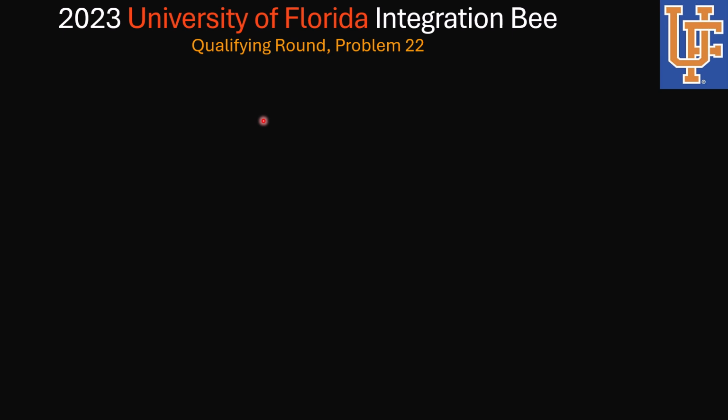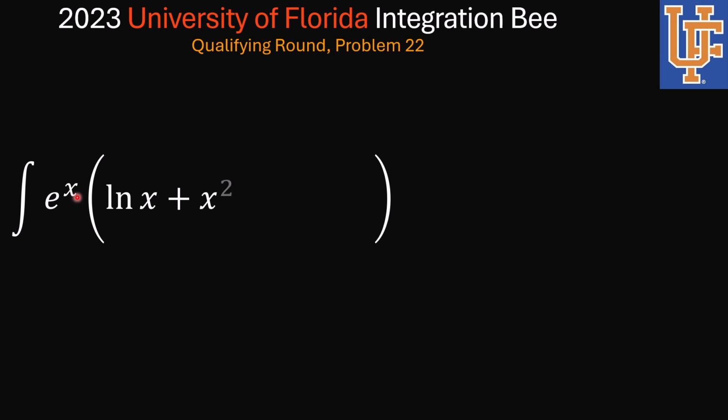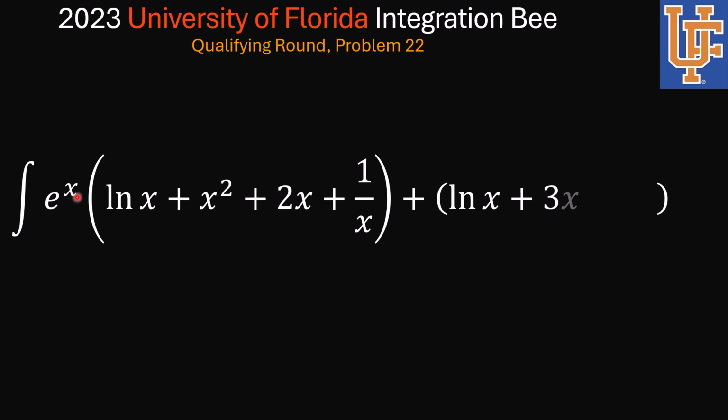Today we move forward to problem 22 of the 2023 Universal Florida Integration B qualifying exams. And that is the indefinite integral of e to the power x times (natural logarithm of x plus x squared plus 2x plus 1 over x) plus (natural logarithm of x plus 3x squared plus 1). So this is actually a very simple problem, but it looks intimidating. All the same, we are going to go step by step and explain how one may be able to solve this problem.